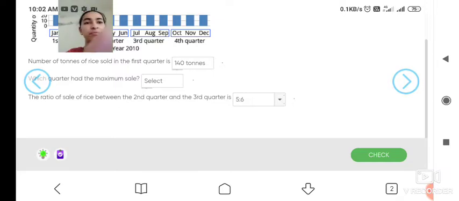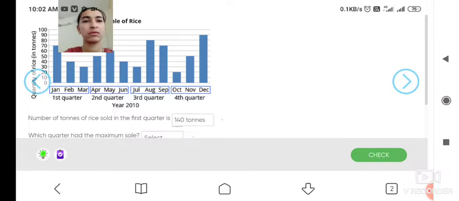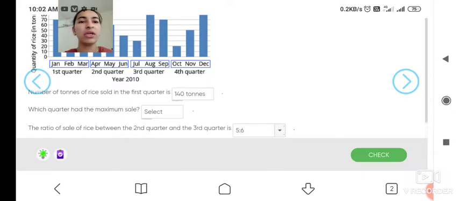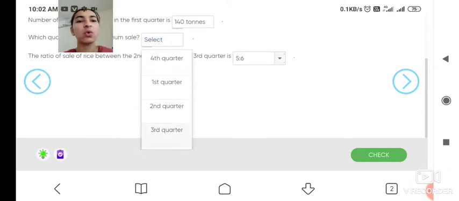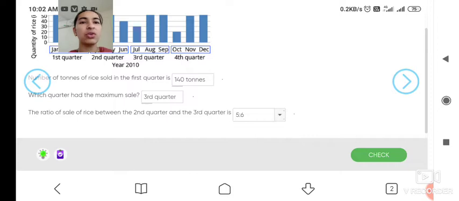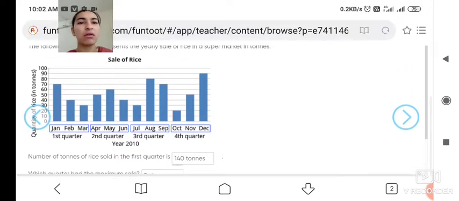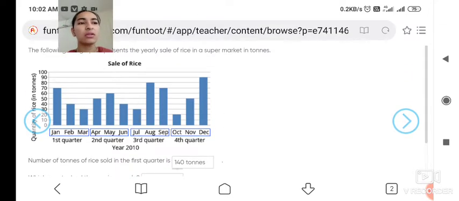The second is for you, okay. I think the second answer will be the third quarter, because that looks bigger. You have to check your answer with this. If that is correct, write yes in the comment box, okay.